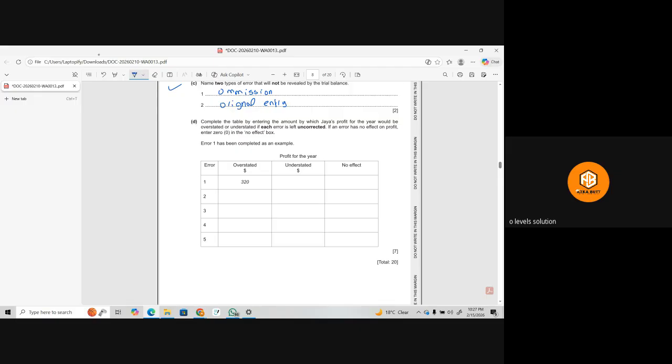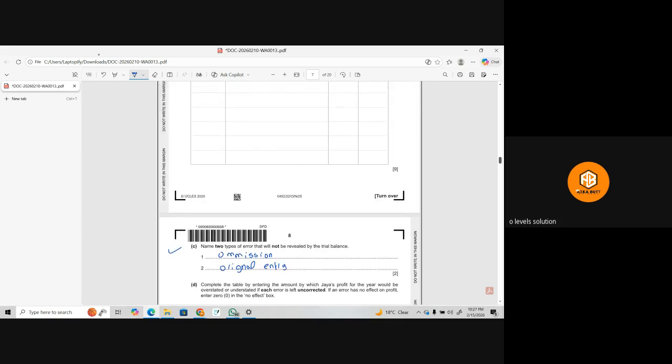Then they are saying that you need to write how all these five errors will be understating your profit, or overstating your profit, or have no effect. So first of all, the first error has been done for us. Then the rest of the errors we have to see.